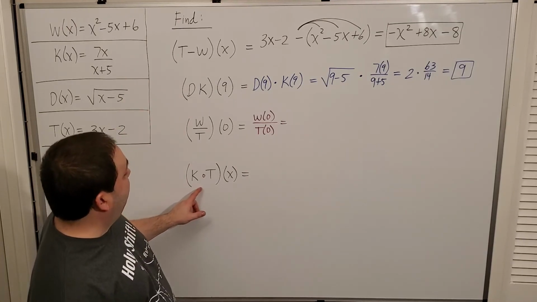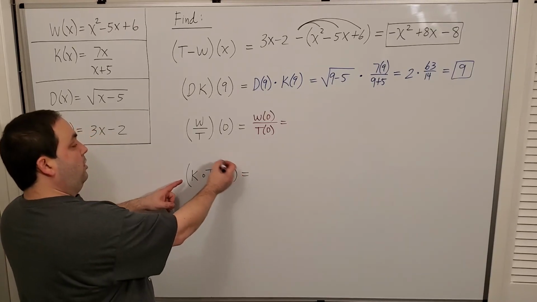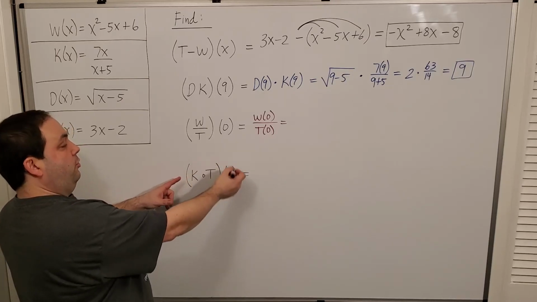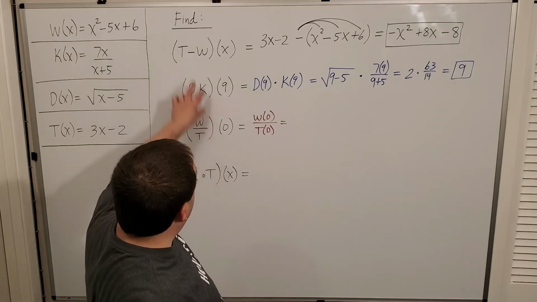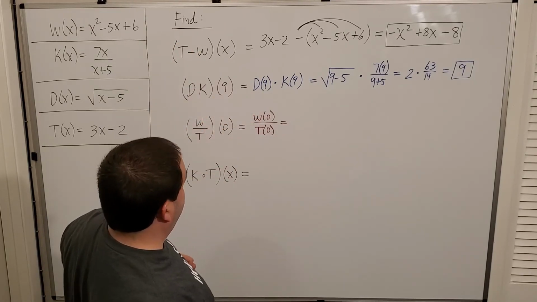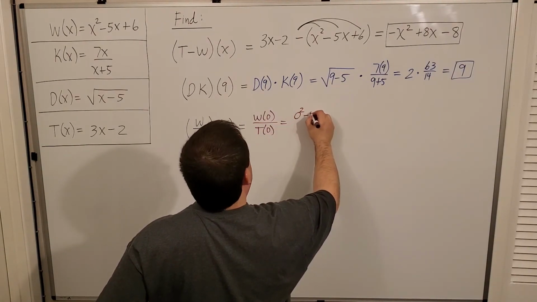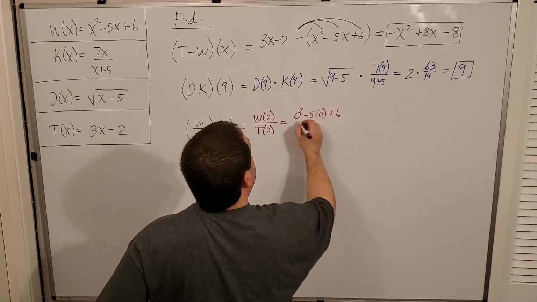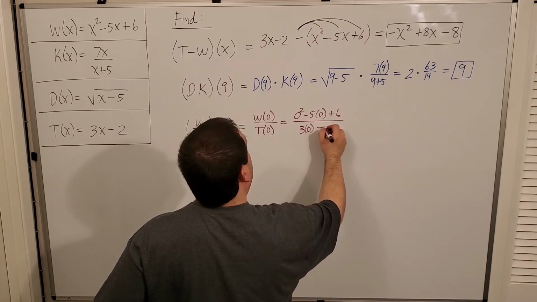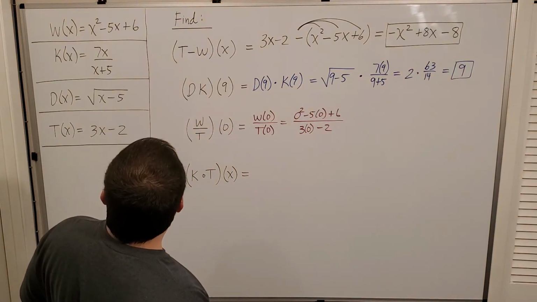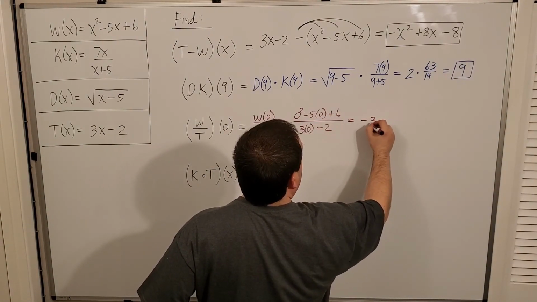Plugging in values on the compositions are the ones that you have to look out for, because you have to plug them in staged, into one and then the answer into the next. But when they're just normal operations, you can split them. W of 0: 0 squared minus 5 times 0 plus 6 over 3 times 0 minus 2. So I've got 6 over negative 2, which is negative 3.